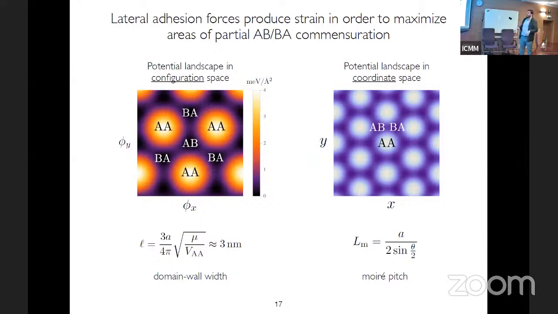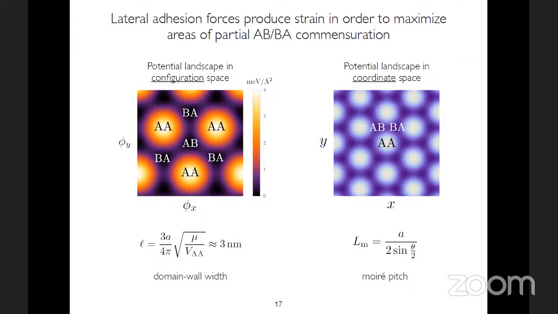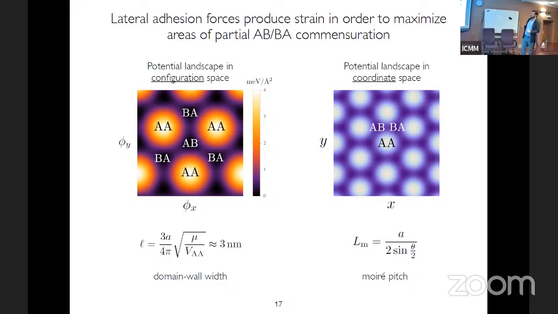Okay, so this is the potential on the left hand side. I'm representing the potential landscape in configuration space. So this is just this function that is periodic, as I said before, in the phase variables. And if you translate this to a rigid moiré lattice, this is how the van der Waals free energy landscape looks like in real space.